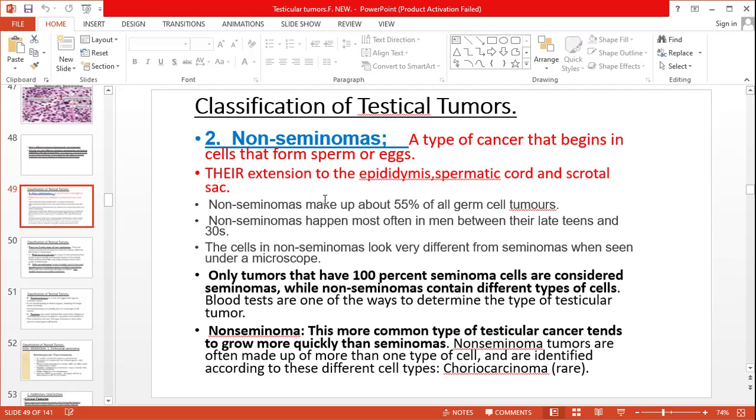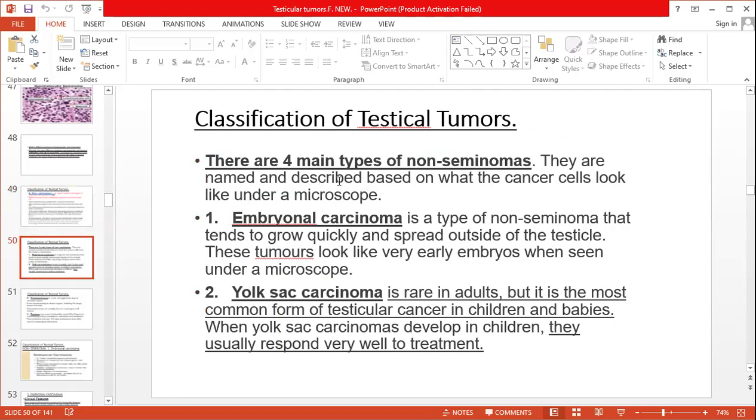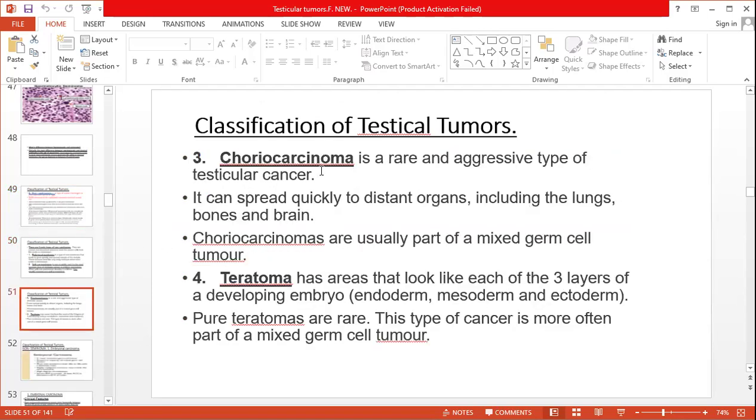Non-seminoma is the most common type of testicular cancer and tends to grow more quickly than the seminoma. Non-seminoma tumors are often made up of more than one type of cell and are identified according to these different cell types. There are four main types of non-seminomas: embryonal carcinoma, yolk sac carcinoma, choriocarcinoma and teratoma.